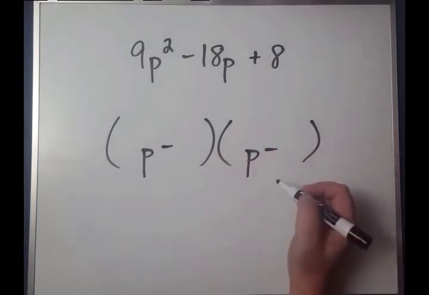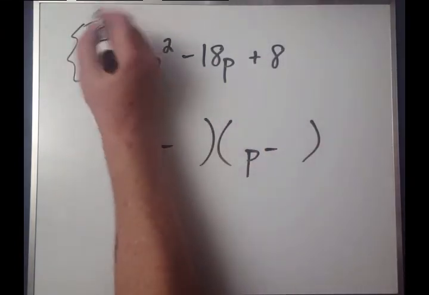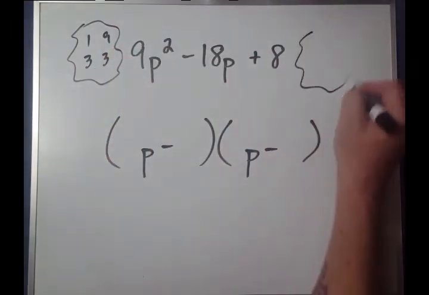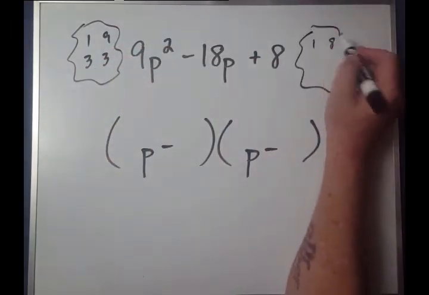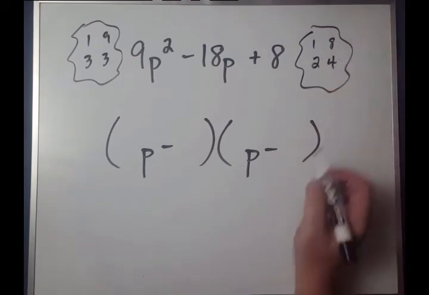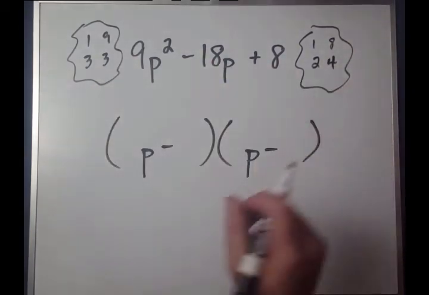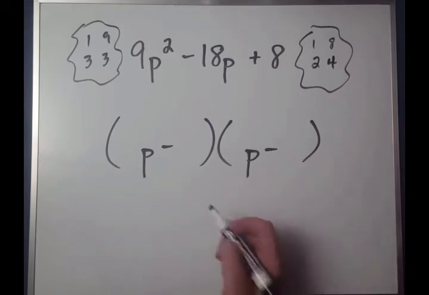And now I've got some guessing to do. This 9 could be a 1 and a 9, or it could be a 3 and a 3. This 8 could be a 1 and an 8, or a 2 and a 4. Those are all the factor pairs of 9, all the factor pairs of 8. So, where do you want to start?